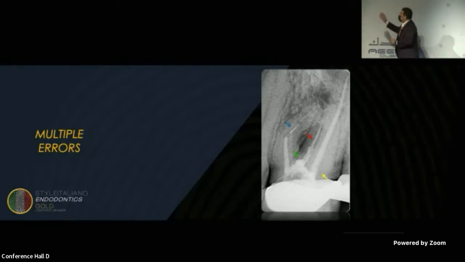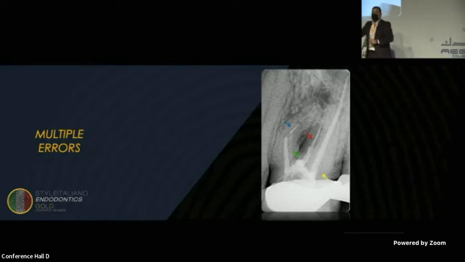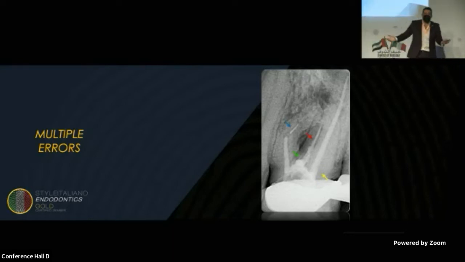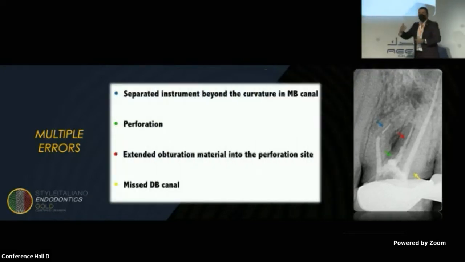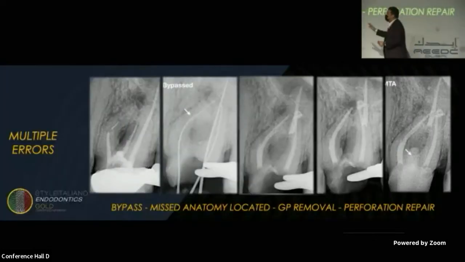In this case, I have a separated instrument in the mesiobuccal root, and it is below the curve. I have perforation in the floor. I have missed canals. All these are errors, or these are reasons for failure. But because I know how to manage each situation, I can continue my treatment. Yes, prognosis is lowered, but still the case is manageable.